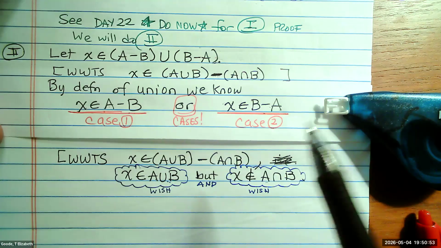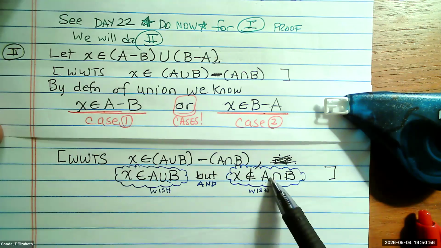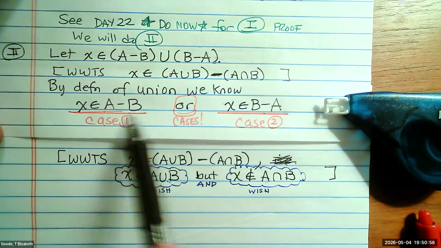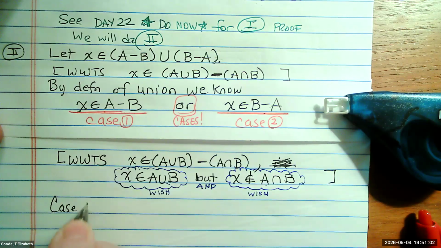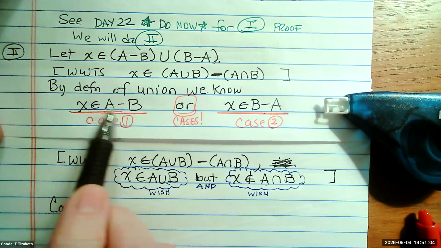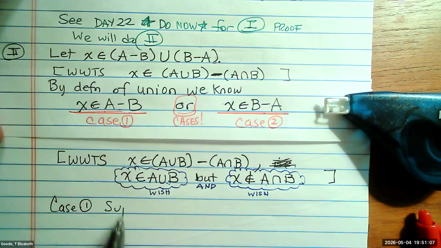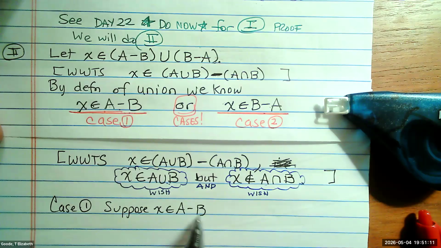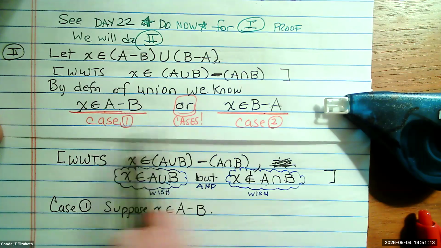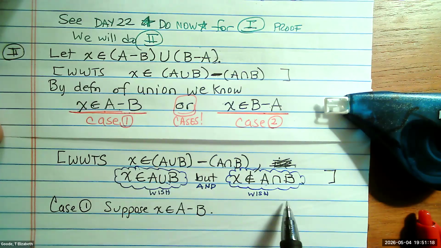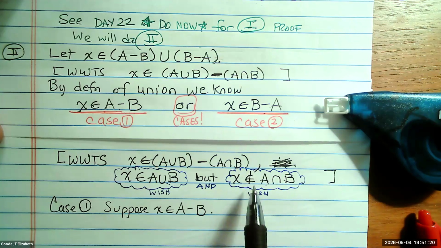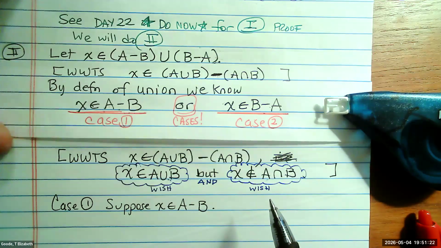So now, folks, we're going to move forward to try to get to our wish. So now we have to back up and we have to deal with these cases. So case one is that X is in A minus B. So let's suppose X is an element of A minus B. It's the same wish in both cases, okay? So we got to get X in A union B, and we are going to have to get X is not in A intersect B. Is everybody with me?